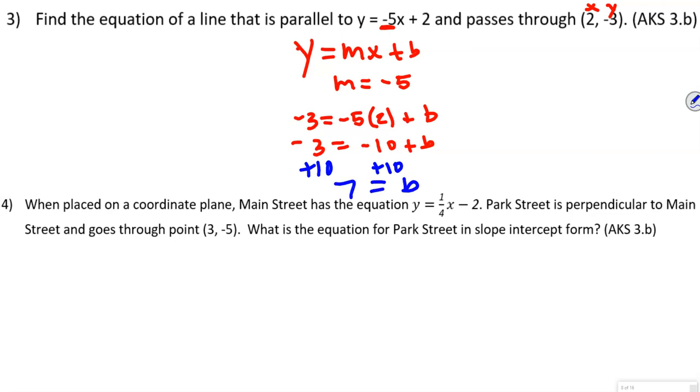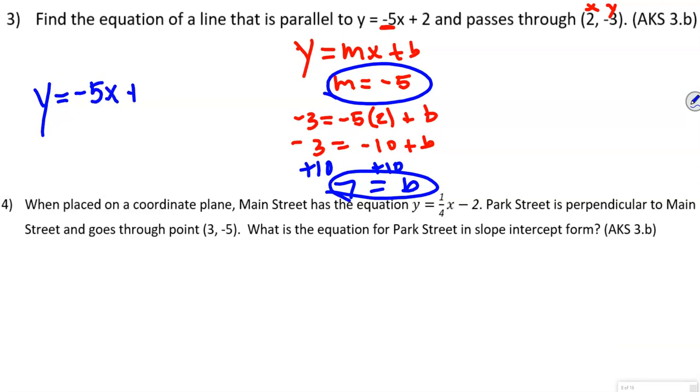Now remember, what we do here is we plug in our m and our b into the equation y equals mx plus b. And that's how we get our formula. So y is equal to, here again, our m. We plug in the m and we plug in the b. Negative 5x plus 7. Remember, most equations for lines have x and y in them. The only ones that don't are vertical or horizontal lines.